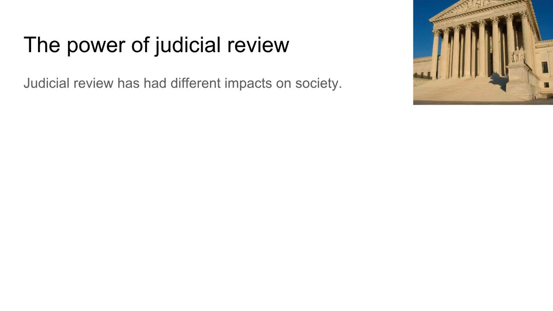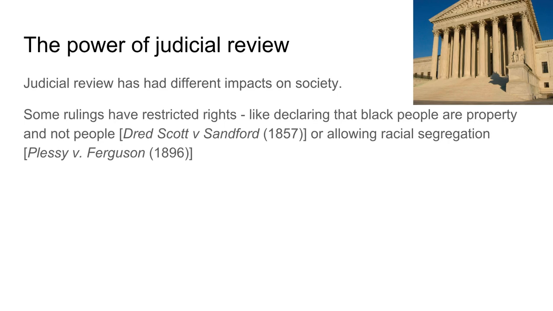Judicial review over time has had different impacts on society. So at times, there have been rulings that have restricted people's rights. There have been some bad court decisions that were enacted through the power of judicial review, like the Dred Scott decision of 1857, where the court decided that black people were property and could not be eligible for rights that citizens had, even if they were a freed black. Basically, the Dred Scott decision kind of helped usher the country further towards civil war.